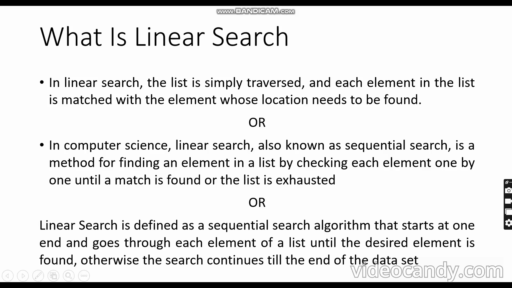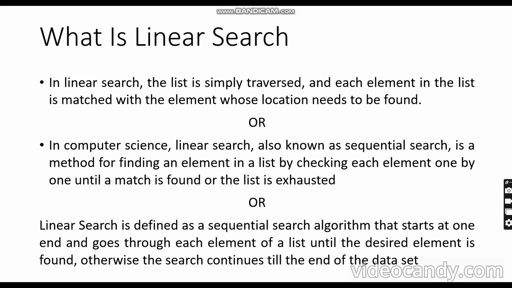So in linear search, the list is simply traversed and each element in the list is matched with the element whose location needs to be found. That means whichever element we want to find out, that element is searched in the given list one by one. Another definition we can say about linear search is that it is also known as sequential search. This is a method for finding an element in a list by checking each element one by one until a match is found or the list is exhausted.